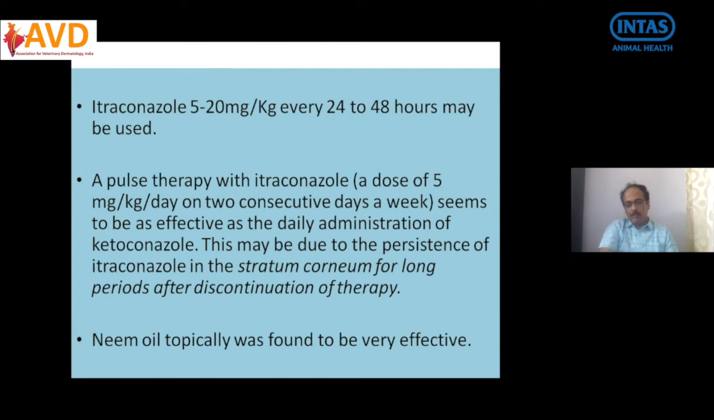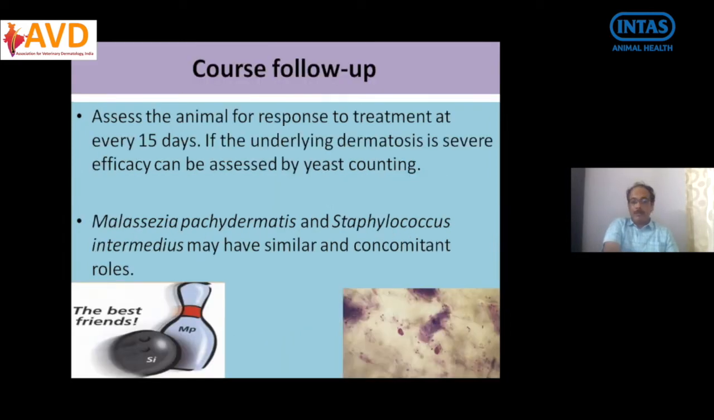Then in our work, neem oil topically was found to be very effective in treating the Malassezia dermatitis. Then assess the animal for a response to treatment every 15 days. So you have to assess the animal's condition every 2 weeks or 15 days. If the underlying dermatosis is severe, efficacy can be assessed by yeast counting or by a clinical evaluation. As I earlier told, you can go for an MI score, or you can count the yeast by cytology and assess whether the condition is improving or not. But anyway, you have to reassess the condition every 15 days.